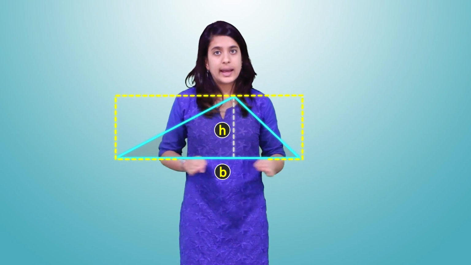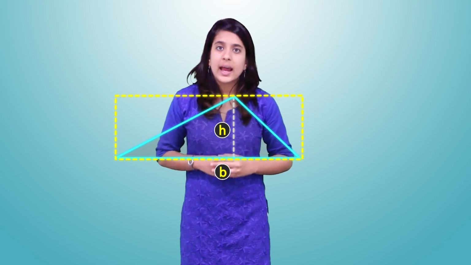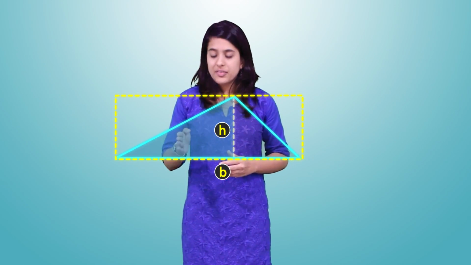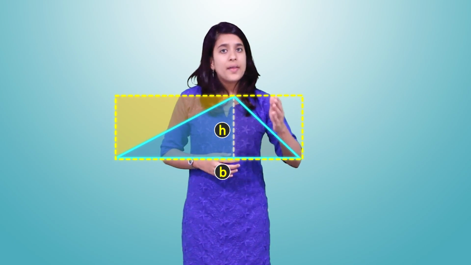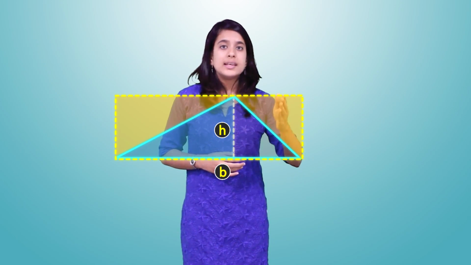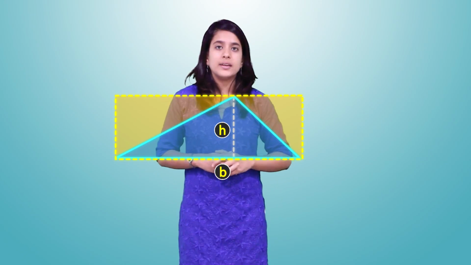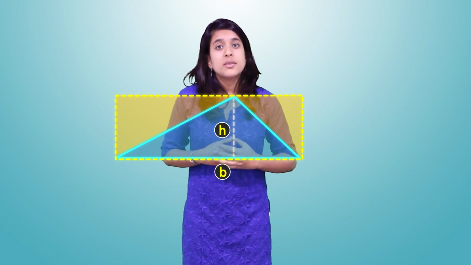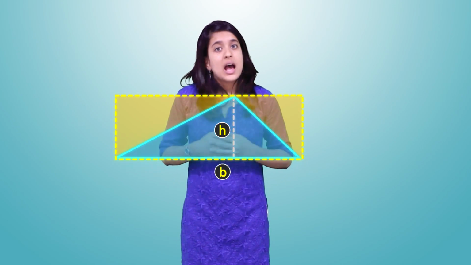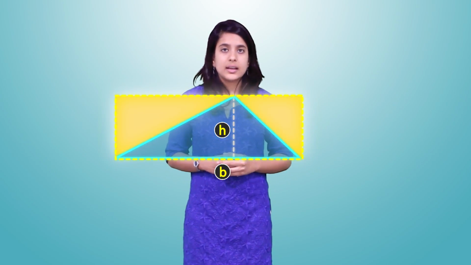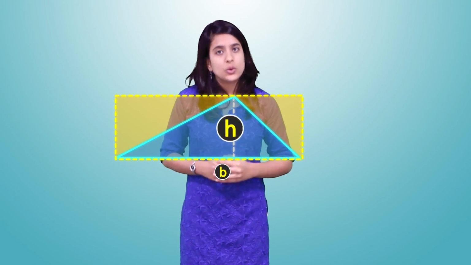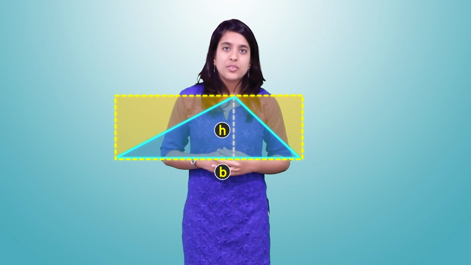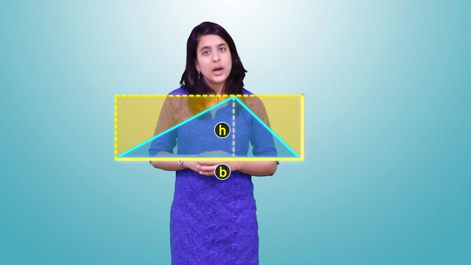Let's consider an example. If we draw a rectangle with the same base and height as the triangle, the left half of the triangle is the same as the left half of the rectangle, and the right half of the rectangle is the same as the right half of the triangle. Hence the area of the triangle is half of the area of the rectangle. But what is the area of the rectangle? It is base into height, and thus the area of the triangle is half base into height.